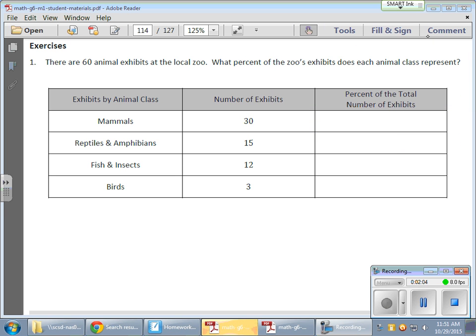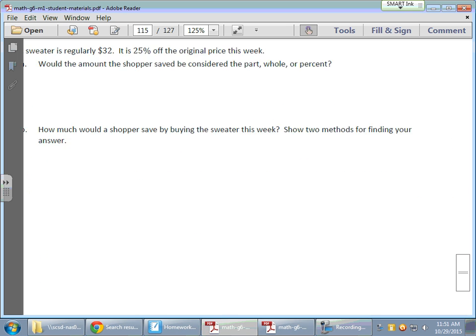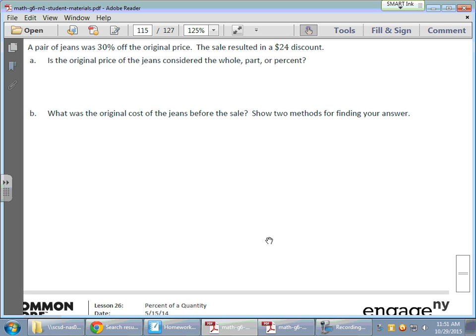Next thing I want to talk about is using diagrams to find out some information. So, for example, let's take a pair of jeans here. It was 30% off the original price. The sale resulted in a $24 discount, which is cool. So it does talk about this whole deal about whole, parts, and percentages. Okay, whole, parts, and percentages.